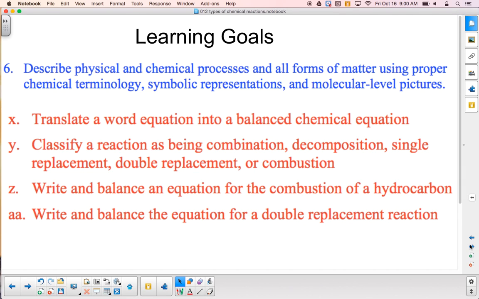The learning goals for this lesson all come from benchmark number 6. By the end of this lesson, you should be able to translate a word equation into a balanced chemical equation, classify a reaction as being combination, decomposition, single replacement, double replacement, or combustion. You should be able to write and balance an equation for the combustion of a hydrocarbon, and write and balance the equation for a double replacement reaction.